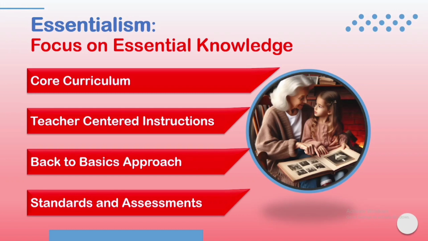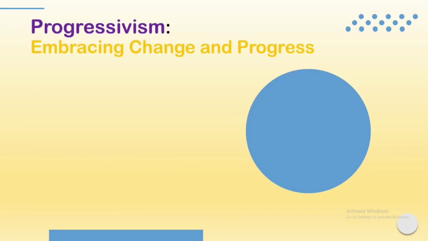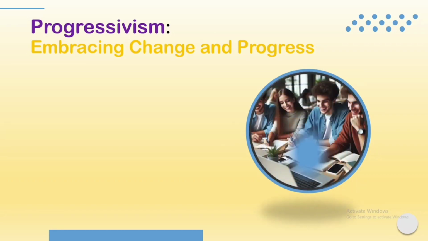Essentialism provides a structured and disciplined approach in education, emphasizing the importance of a common core of knowledge that is considered essential for all the students. Progressivism, empirical, embracing change and progress. Progressivism is an educational philosophy that values the individuality of students and promotes learning through active experiences.